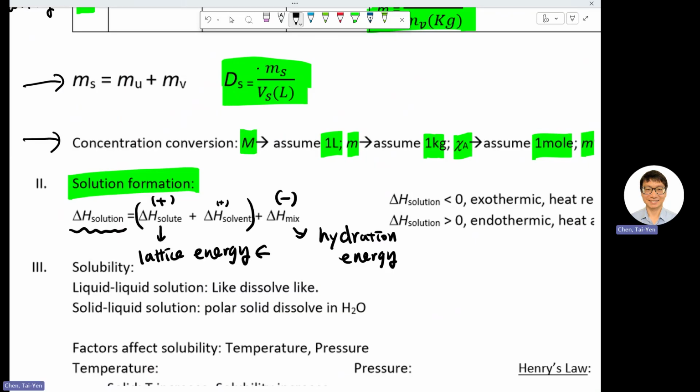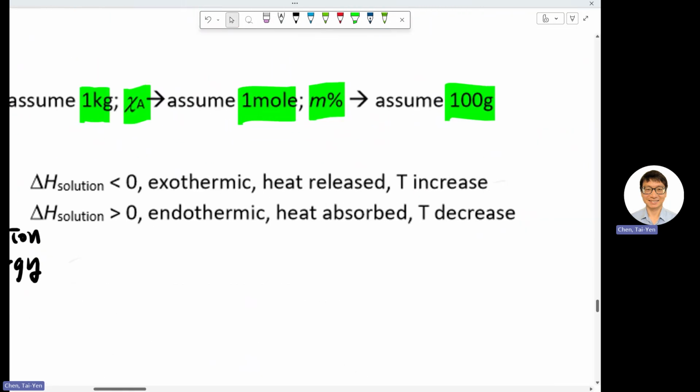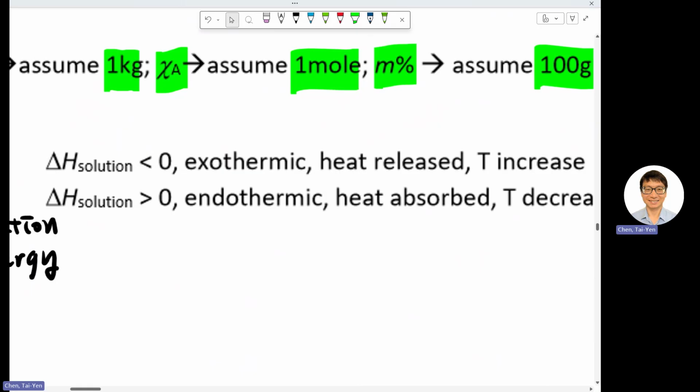Now we want to come to a very important summary statement that you need to understand very, very well. The first case is if your delta H solution is negative. Under this case, you know your hydration energy, which is negative, outweighs your lattice energy, which is positive. You have more negative than positive, therefore overall it's negative. So that's why the delta H solution is negative.